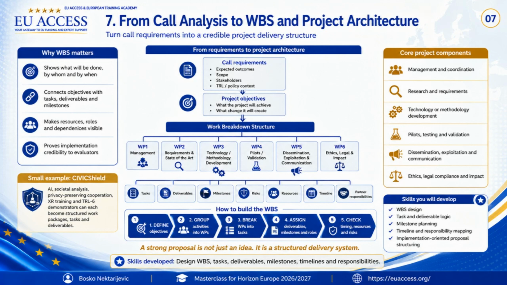The Civic Shield model can be used briefly as an example of how AI, societal analysis, privacy-preserving cooperation, XR training, and TRL6 demonstrators can become structured project components. But the main lesson is universal. WBS proves implementation credibility. Participants learn to design WBS, tasks, deliverables, milestones, timelines, and responsibilities.